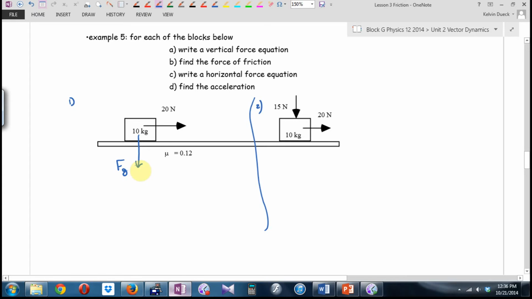Is this box sinking into the ground like quicksand? Is it flying into the air like Superman? So there must be a force, and it's got to be the same size as gravity. What else? Well, we have this 20 newtons. That's the applied force, someone is pulling.